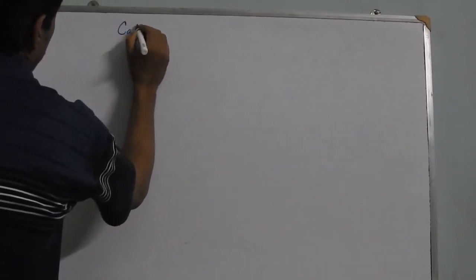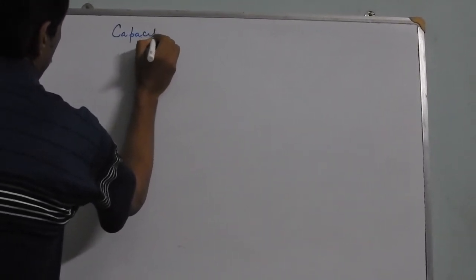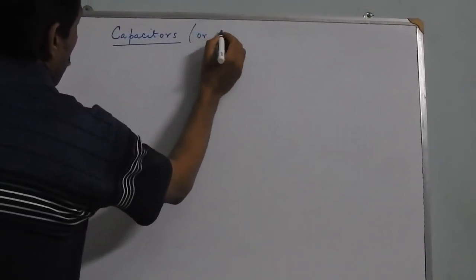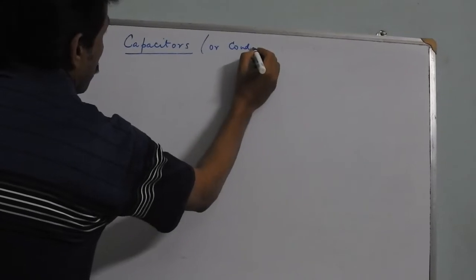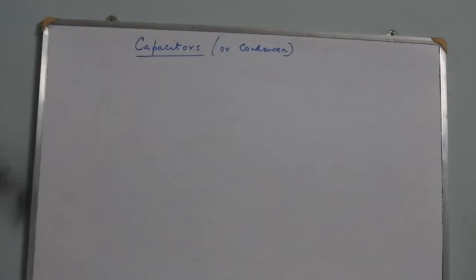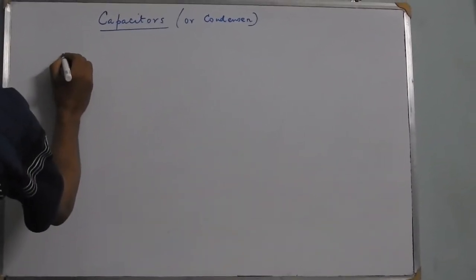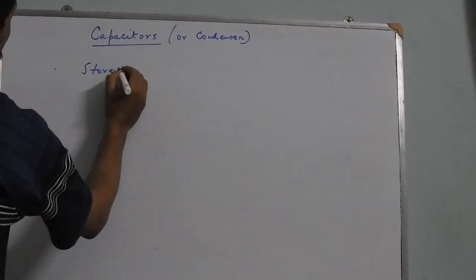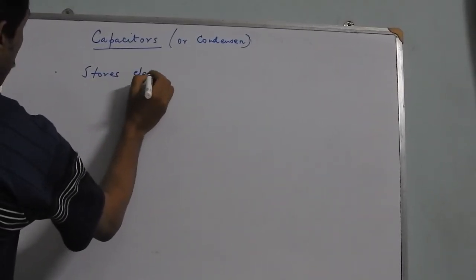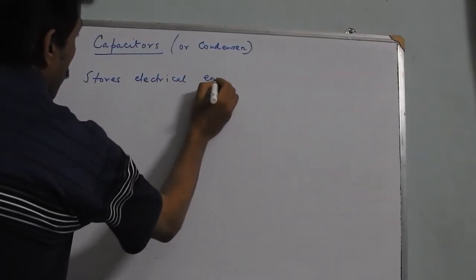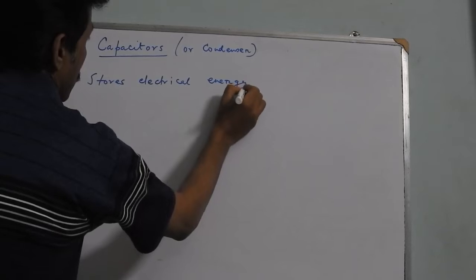Today we shall discuss capacitors. Capacitors, or condensers; the popular name is condenser also. So a capacitor is basically a device that stores electrical energy. A capacitor is capable of storing electrical energy in the form of electric charges.